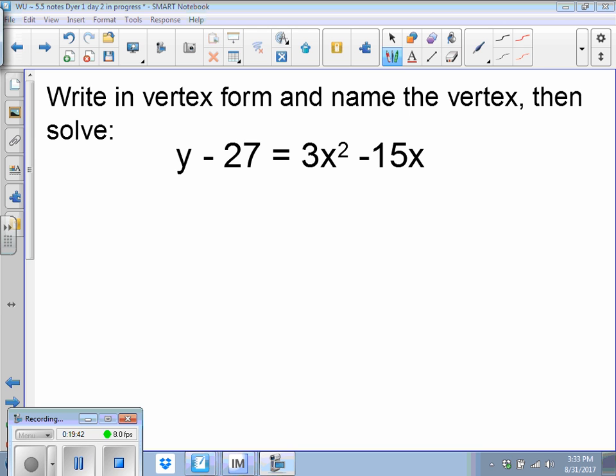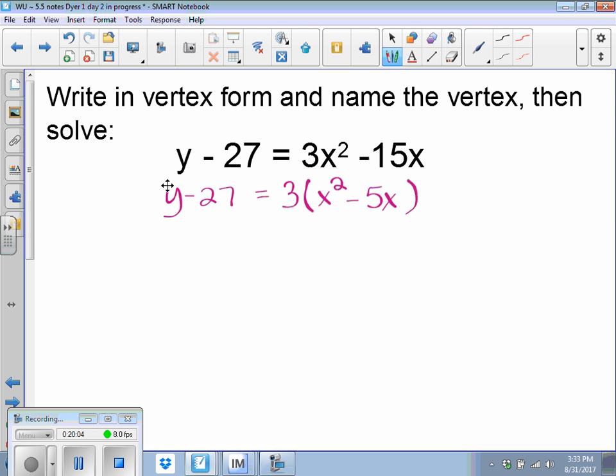Okay, so let's take this one and put it in vertex form. So the first thing we need to do is, well, the constant's already moved over for us, so we can leave that where it is. So we have y minus 27 equals. We need x squared by itself, so we're going to factor out a 3. When I divide both of these by 3, this will give me x squared minus 5x. 15 divided by 3 is 5. Now, I need to complete the square. So we have y minus 27 plus blank equals 3 times x squared minus 5x plus blank.